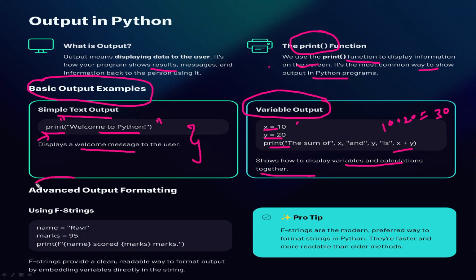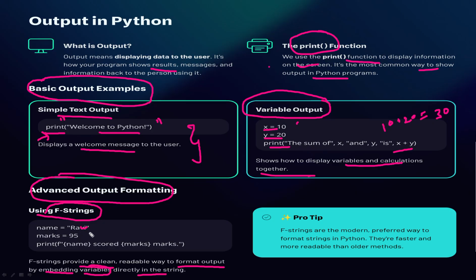Okay, now advanced output formatting. Advanced output formatting means we are using the print function to get the output of a program. When it comes to advanced output formatting, we use f-strings. F-strings provide a clean, readable way to format output by embedding variables directly into the string. That means it directly converts variables into the string.